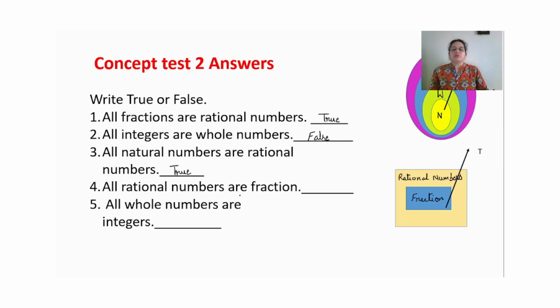All the rational numbers are fractions. We are going inside, so the statement is false. All the whole numbers are integers. We are going outside, which means the statement is true.